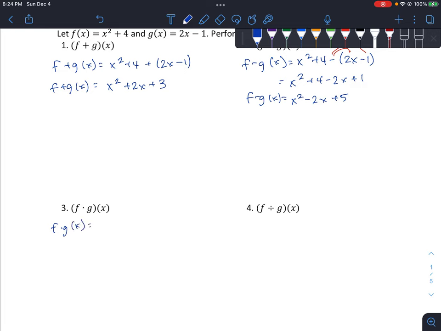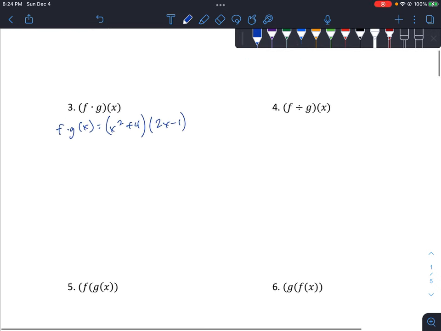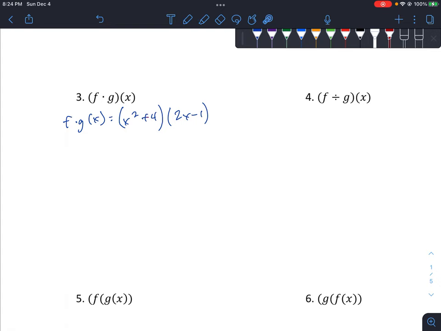my f of x, which was x squared plus 4, I'm going to write that in parentheses, and I'm going to multiply it by 2x minus 1. Okay, and since it's a binomial multiplied by a binomial, I'm going to FOIL this, so multiply the first terms and then the outer terms. So that's x squared times 2x, that's going to be equal to 2x cubed. X squared times negative 1 is minus x squared.